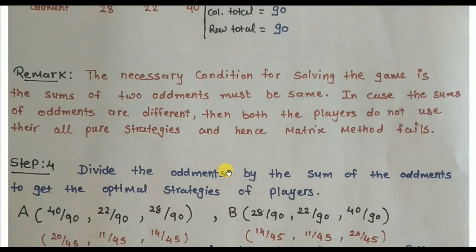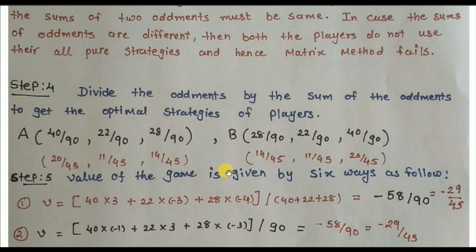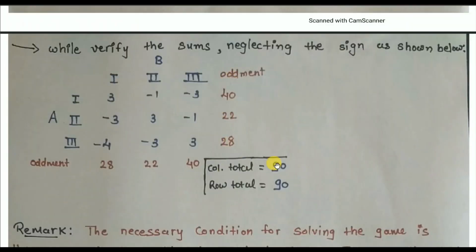Now we move ahead to step 4: how to find the probabilities of player A's strategies and player B's strategies. We simply divide each oddment by the total to find the probabilities of the strategies. So 40/90 is the probability of player A's first strategy, 22/90 is the probability of player A's second strategy, and 28/90 is the probability of player A's third strategy. In the same way, you can calculate the probabilities of player B's all three strategies, divided by the total sum 90.